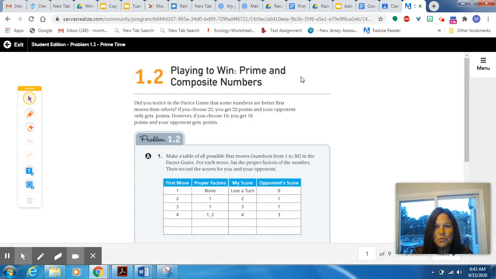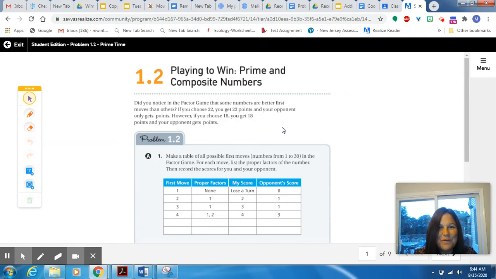We are going to use what we learned in the factor game to discover different characteristics that numbers have. So we can see here, playing to win, prime and composite numbers. And hopefully yesterday you learned that certain types of numbers really helped us to choose our first move on the factor game. Did you notice in the factor game that some numbers are better first moves than others? I'm sure you all did.